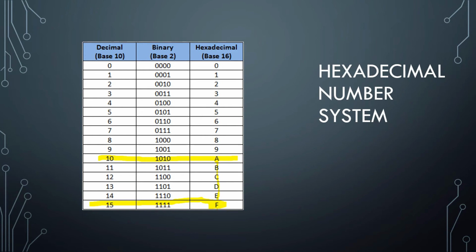If you happen to forget which letters correspond to which numbers, just remember it starts at A and 10. So after 9, you can always think in your head, okay, 10 is A, that means 11 is B, 12 is C, and so on. You can kind of count that out in your head to figure out the corresponding letter to the decimal number.